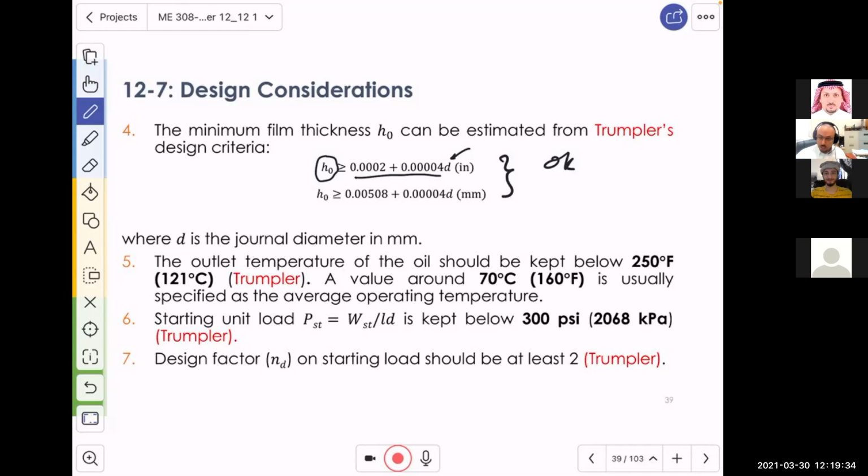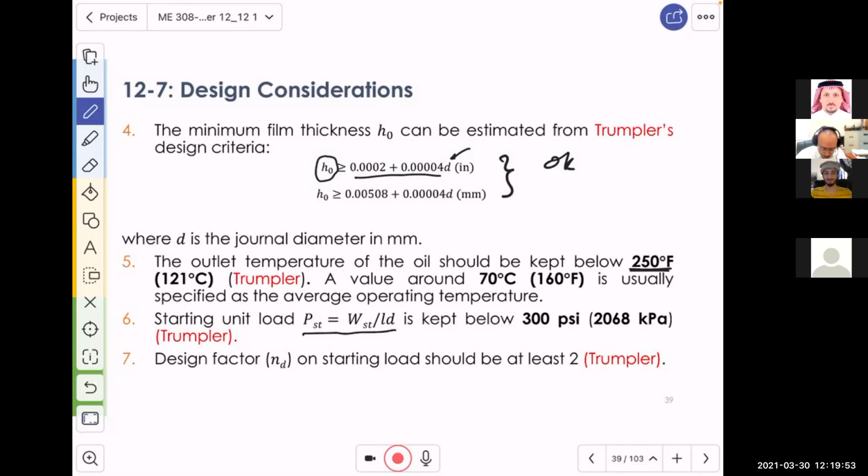Another thing is the temperature. The temperature of the oil should be kept below 250. I think we were below this. We are around 198 something, so we are good. What is the other one? Is the pressure, the starting unit load pressure, which is this.